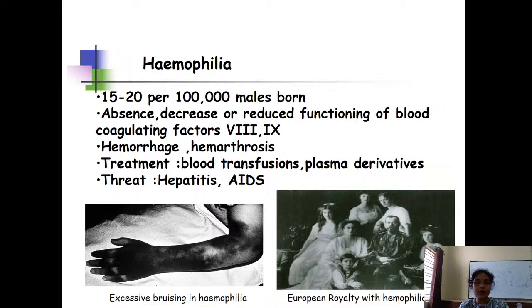Now, coming to hemophilia. 15 to 20 per 1 lakh males are born. Absence, decrease, or reduced functioning of blood coagulating factors 8 and 9. Clinical features are hemorrhage and hemarthrosis. Treatment is blood transfusions, plasma derivatives. Threat is hepatitis and AIDS because of the blood transfusions and plasma derivatives. Okay, so you see this excess of bruising in hemophilia.